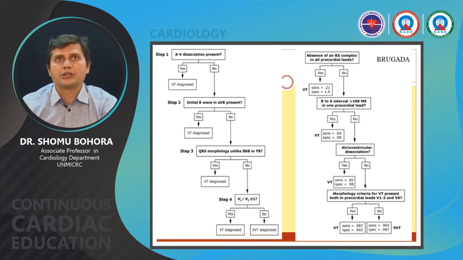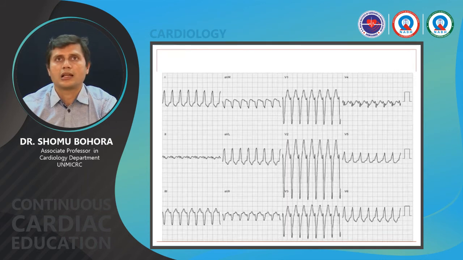A simpler algorithm, as discussed, is where the first thing that you see is for AV dissociation. If it is present, then it is VT. Then you go on to the next step if it is absent, to see whether initial R is present in aVR. As discussed, if you have a northwest axis, it is likely to be VT only. Then the third step, QRS morphology, whether it is unlike bundle branch block or not. If it is unlike, then VT is diagnosed. And lastly, you look at the initial slur versus later slur. If the initial slur is more, then VT is more likely. If the later slur is more, SVT is more likely.